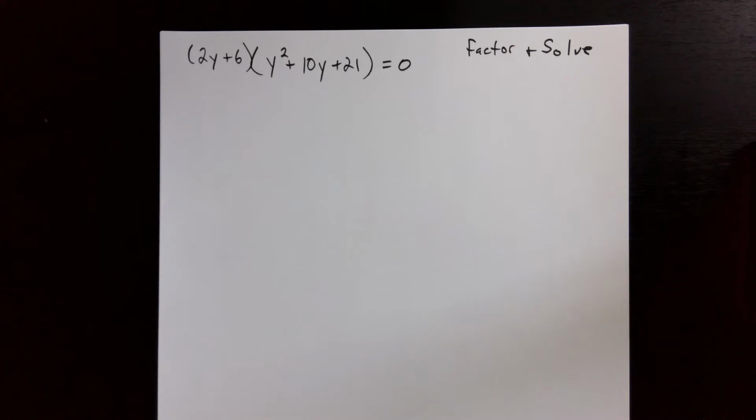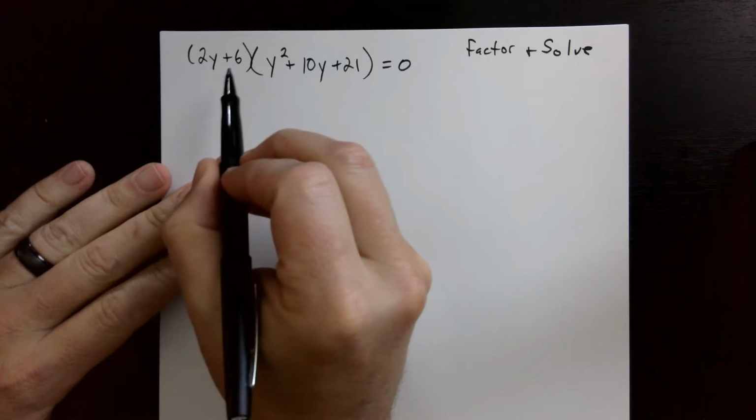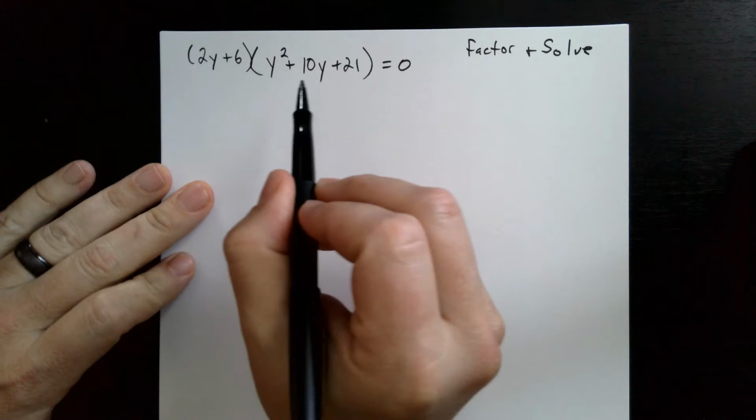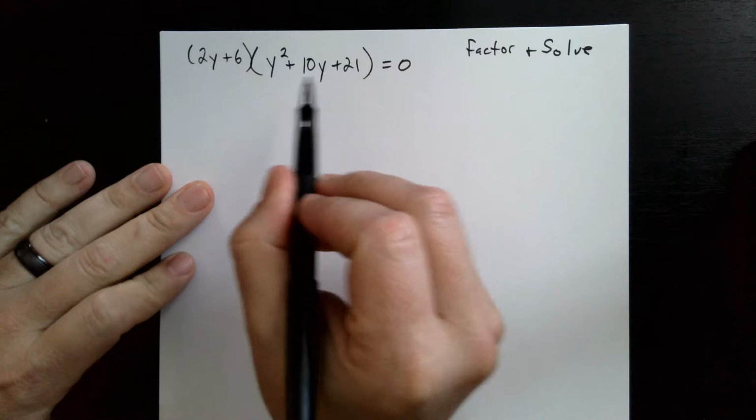Okay, in this video we're going to talk about factoring and solving. These are trinomials that have already been partially factored. So we already have the 2y plus 6 in this problem. It's been factored out of this, but we still need to factor this quadratic.